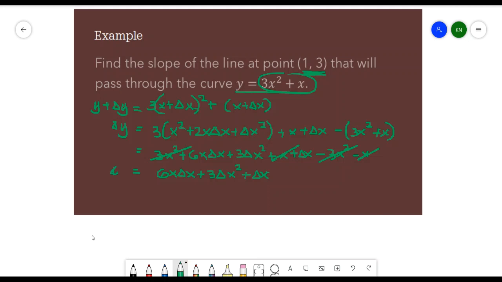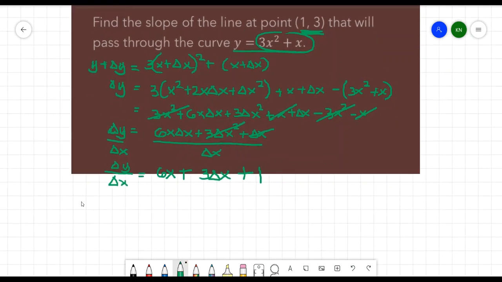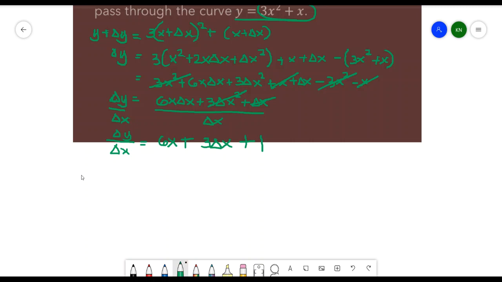So after we simplify our equation, then we can divide that by Δx. So dividing our function by Δx, we have 6xΔx divided by Δx, that is just 6x, plus 3Δx, and then this one and this one, Δx divided by Δx, that is just equivalent to 1. So afterwards, we can now take the limit as Δx approaches 0.